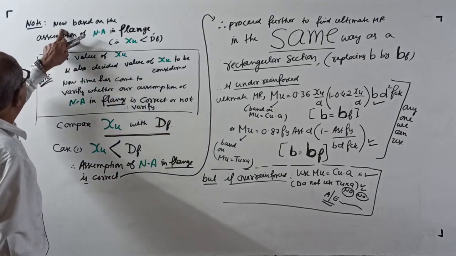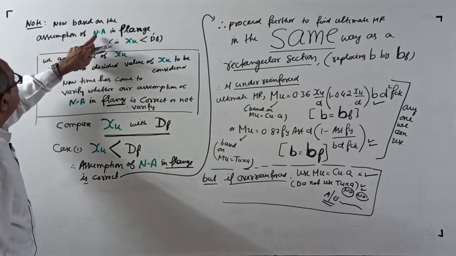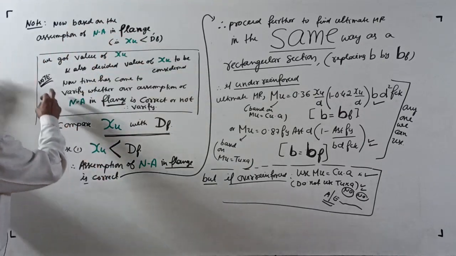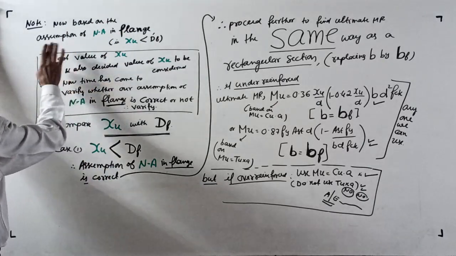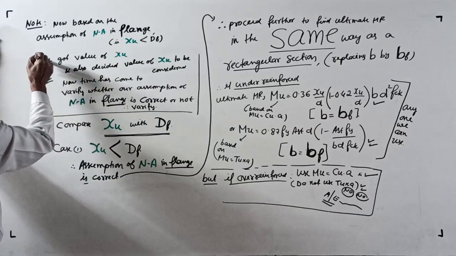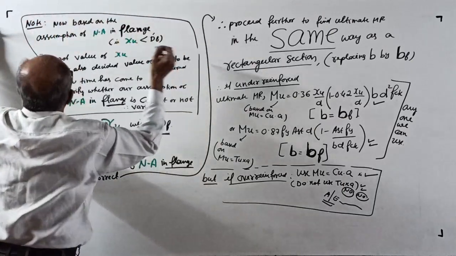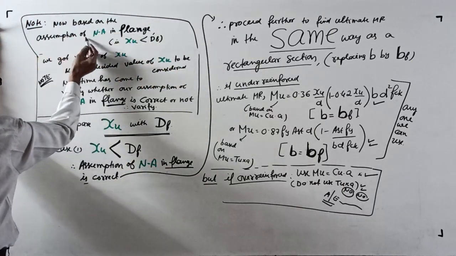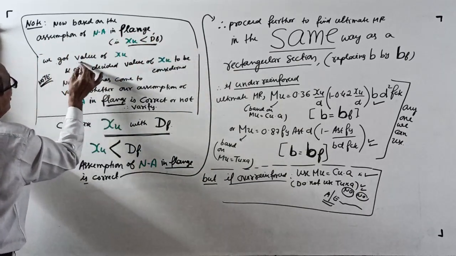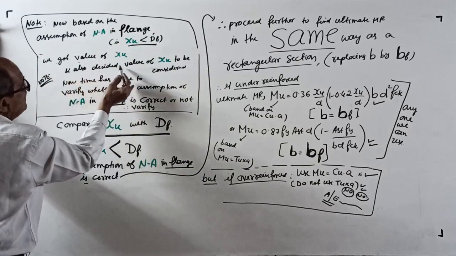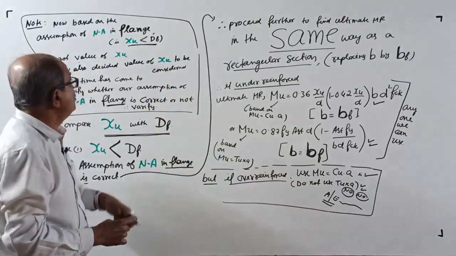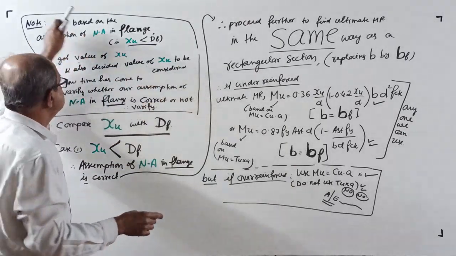Now, based on the assumption of neutral axis in the flange, that is XU less than DF, we got the value of XU. This full part is a note. Note means not required, right? Based on the assumption of neutral axis in the flange, XU considered less than DF, we got the value of XU and also decided the value of XU to be considered. That is the limit state check. So now you know the value of XU.